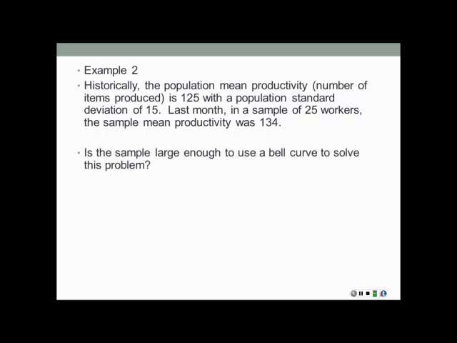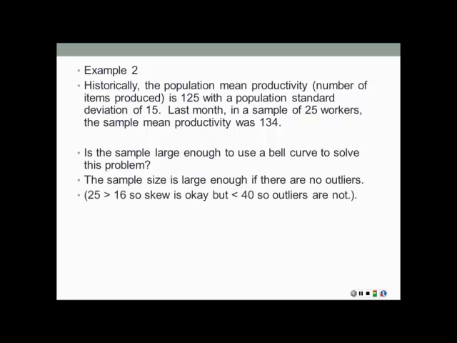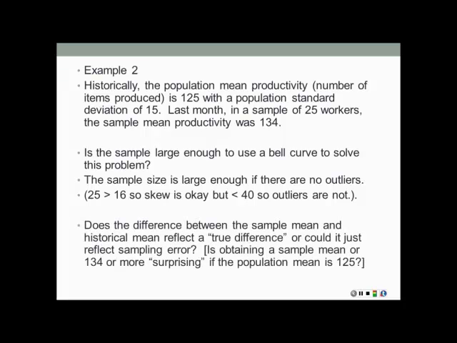First thing I'm going to ask is whether the sample size is large enough. The sample size is 25, so it's large enough if there are no outliers. Skew is okay because 25 is larger than 16, but not okay if there are outliers because our sample size is less than 40. Now the real question here is, does that difference between the sample mean and the population mean, between 134 and 125, represent a true difference, or could it just be sampling error? That ought to sound familiar.